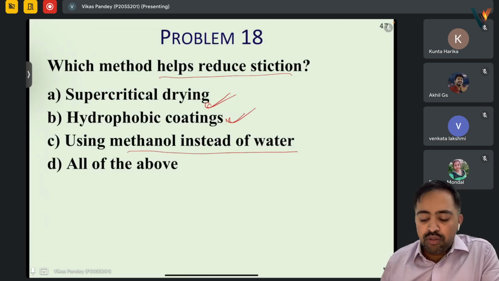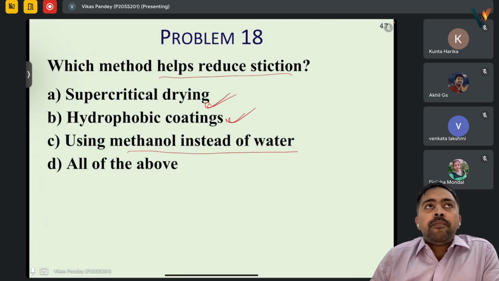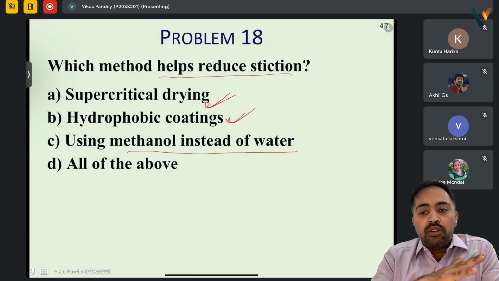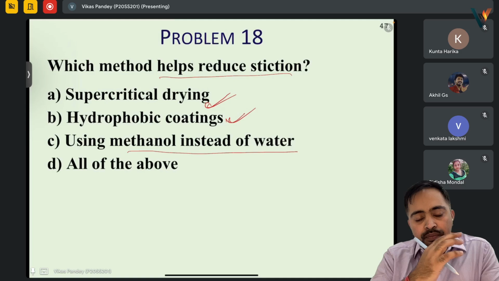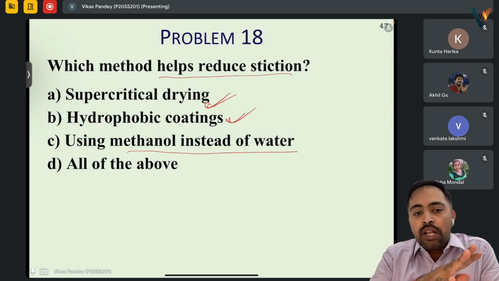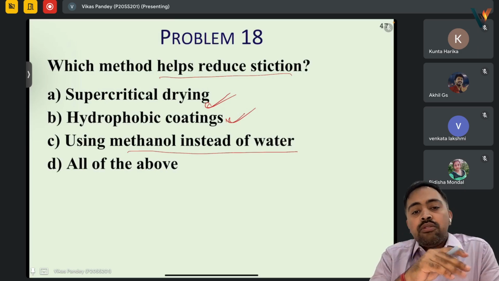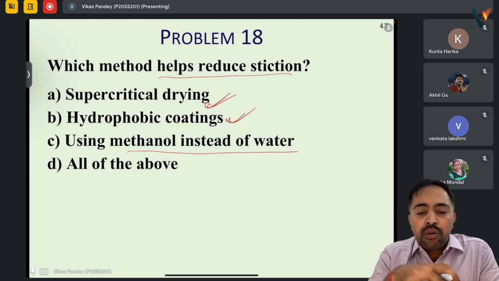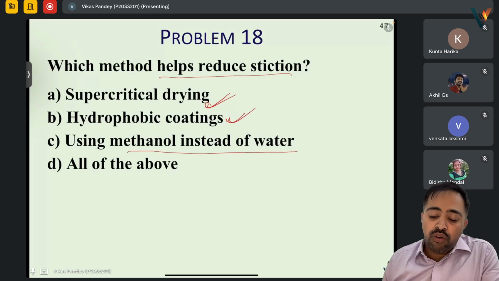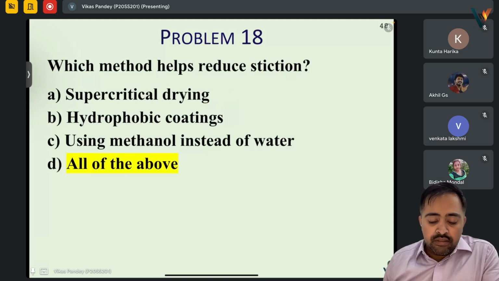Methanol is again a good solvent and pure. We are talking about pure methanol, not mixed with water or diluted. If we are using it, in that case also it will replace water. It will evaporate. It will not remain there. It will evaporate, and that can help reduce stiction. So all of these are correct answers.